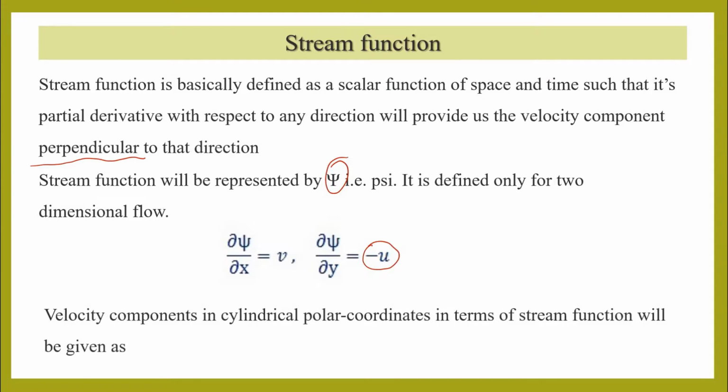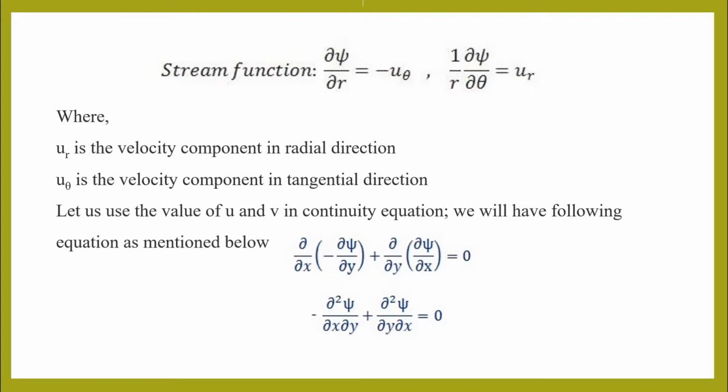Okay. And for polar coordinates, we can write the stream function in terms of dou psi by dou r, where u r is the velocity component in the radial direction, and u theta indicates the velocity component in the tangential direction. So you must know that dou psi by dou r is equal to minus u theta, and dou psi by dou theta into 1 by r is u r.